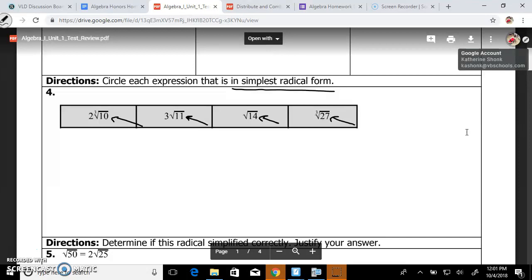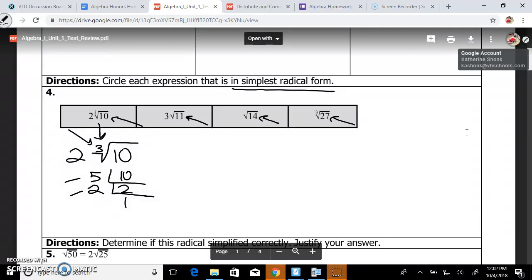So this is what I mean. If I have 2 cube root of 10, 10, yes, can be factored. 5, 2, 2, 1. So yes, it can be factored, but can we identify a group of 3 of the same factors? Well, 5 and 2 are totally different, so we can't take any groups out. So that means that this is actually in simplest radical form. So we would circle that. Yes, that is in simplest radical form.